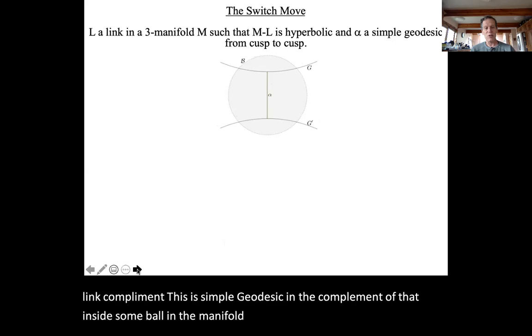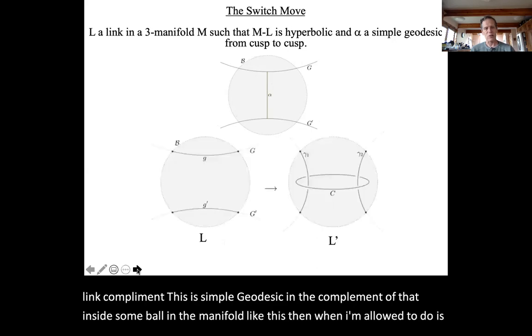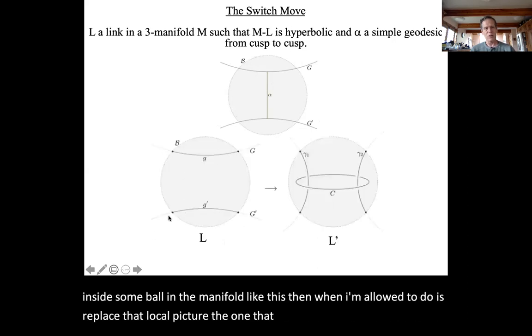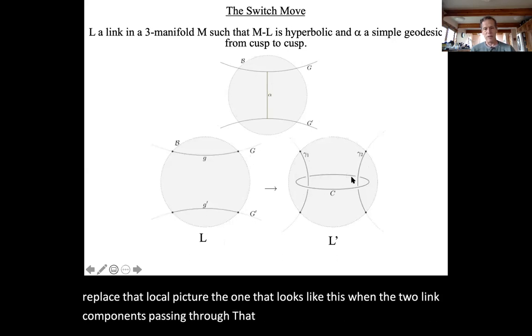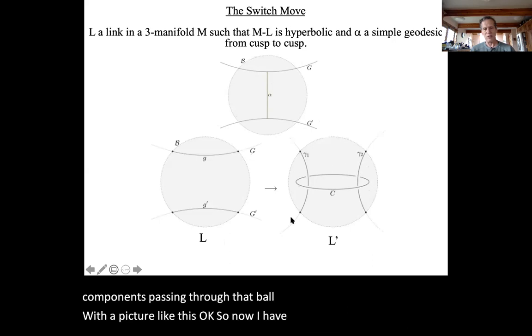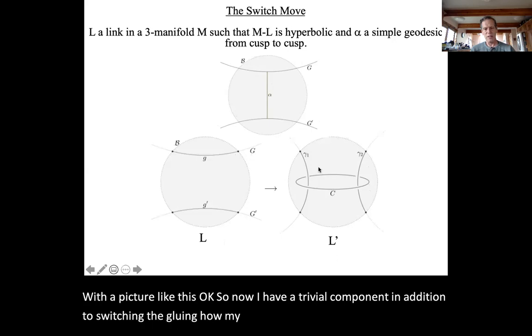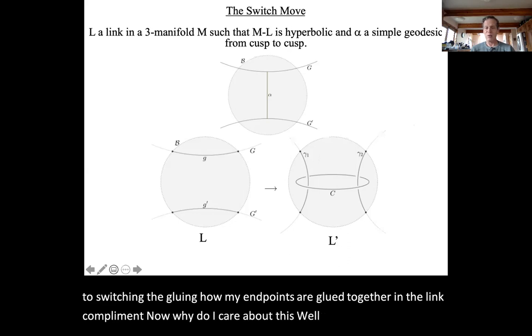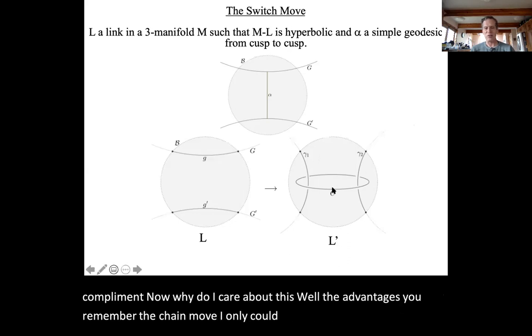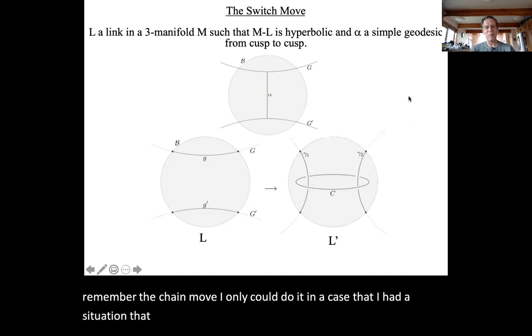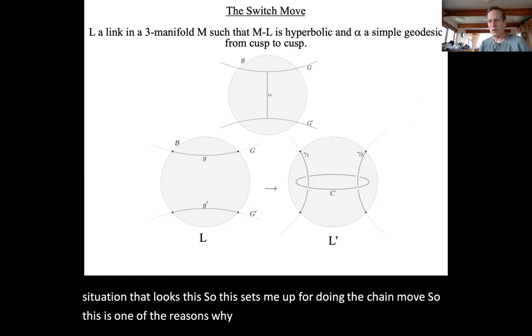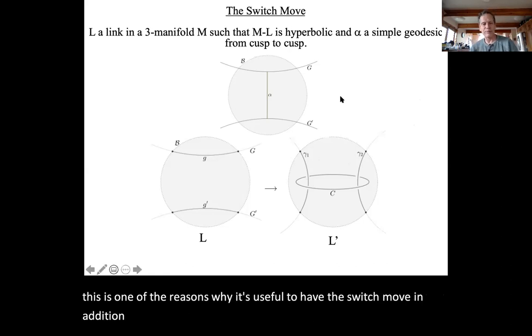Then what I'm allowed to do is replace that local picture, the one that looks like this with the 2 link components passing through that ball, with a picture like this. So now I have a trivial component in addition to switching the gluing, how my endpoints are glued together in the link complement. Now, why do I care about this? Well, the advantage is, you remember the chain move, I only could do it in a case that I had a situation that looks like this. So this sets me up for doing the chain move. So this is one of the reasons why it's useful to have the switch move in addition to the chain move.